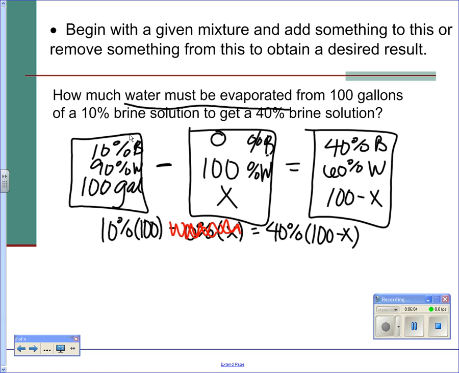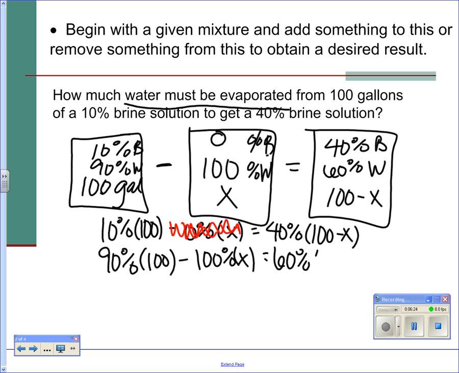The other way you could do it, instead of using brine, use water. So we'd say 90% times 100 minus 100% of x equals 60% of 100 minus x. Does it matter which way you do it? Are you going to get the same thing either way? Okay. Which way are y'all going to work it? No, you do one or the other. You're doing the top one? Okay, I'll do the bottom one. We'll compare answers.